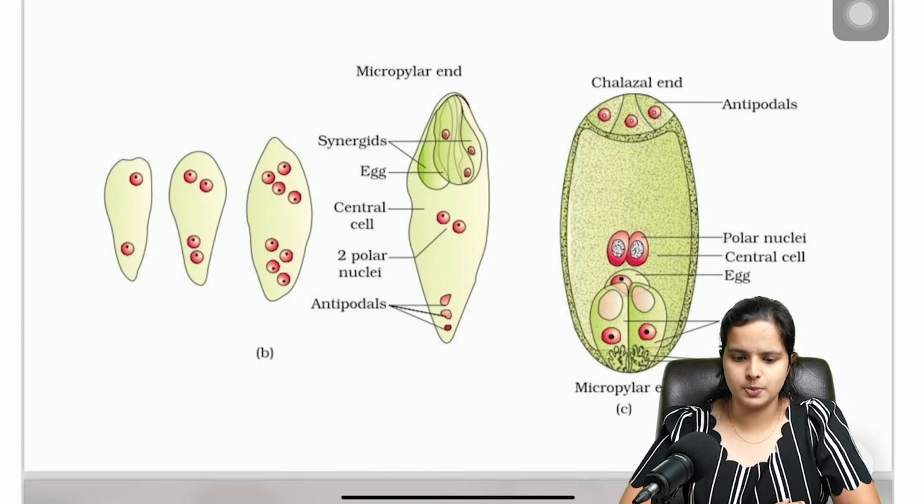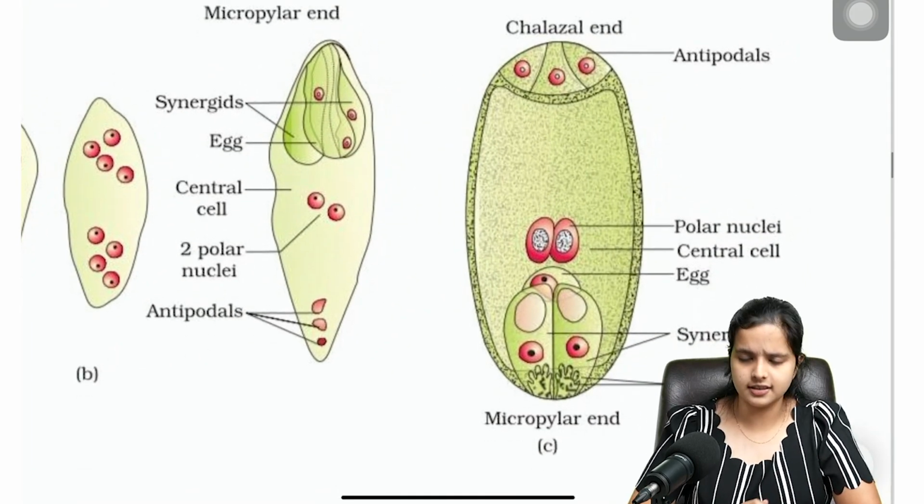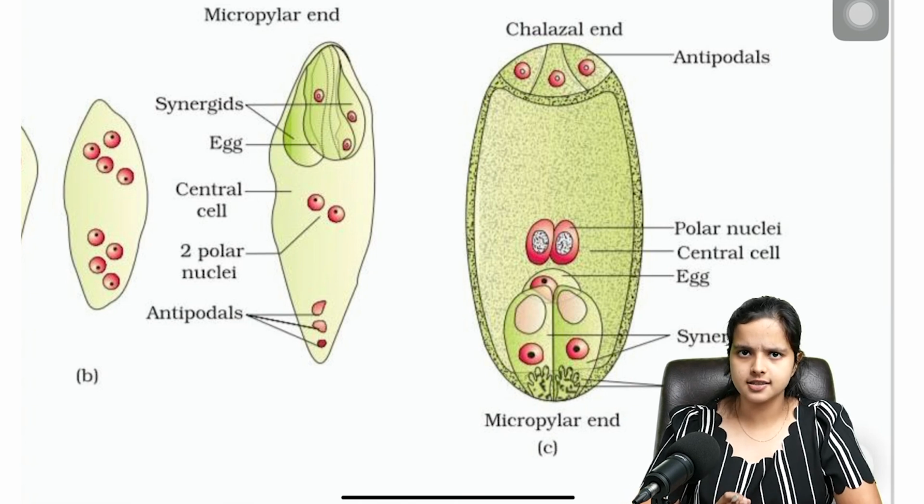But how many cells would be there? Just look at this C figure. How many cells do you think there are? Okay. The first answer would be 8. Some would answer 7. Let's see what the right answer is.